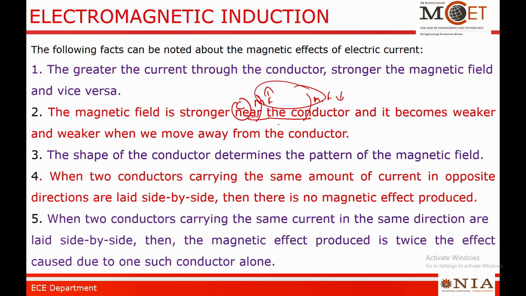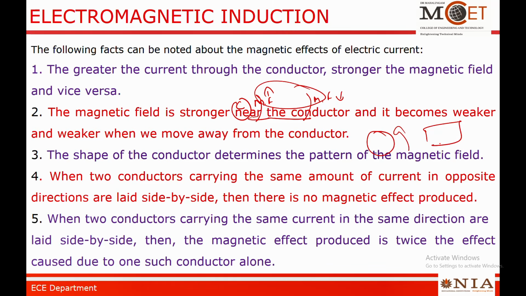Then regarding the shape of the conductor, the shape of the conductor tells us the pattern of the magnetic field. If it is a circle, it means the direction is in the circle's way. If it is a rectangle, then the shape defines the pattern of the magnetic field.